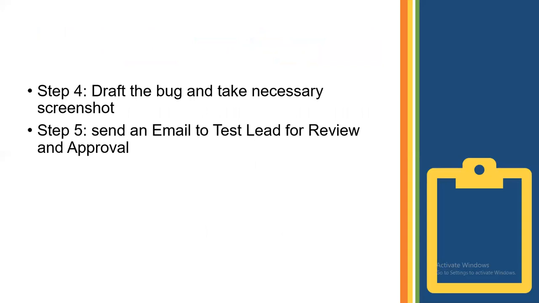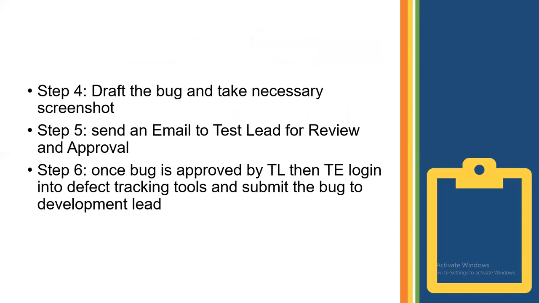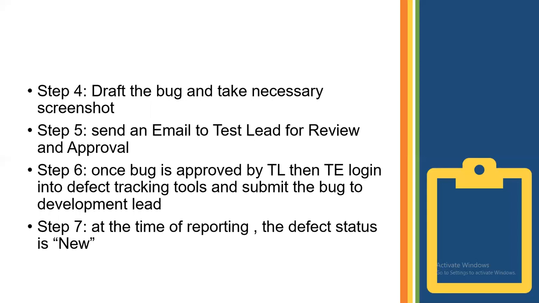Send an email to the test lead for review and approval. Once the bug is approved by the test lead, the test engineer logs into the defect tracking tool and submits the bug to the development lead. At the time of reporting, the defect status is new. The first time you report a defect, the status you give is new. This is the process we follow in my company for defect reporting.